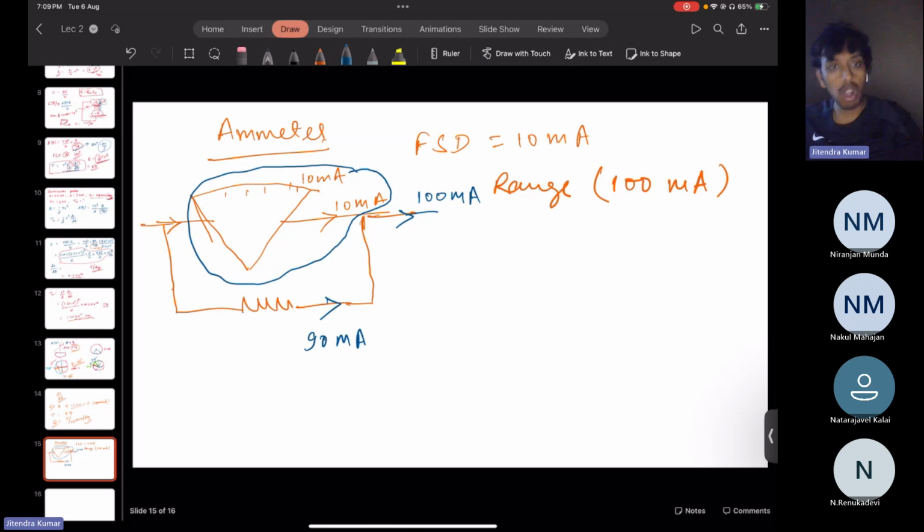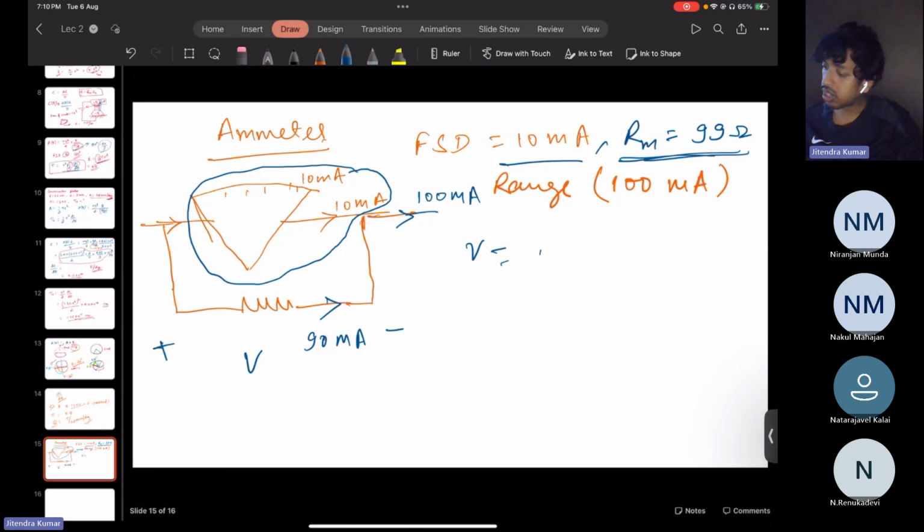And with an ammeter, you will always be given the internal resistance of the coil. So the internal resistance of the ammeter is, suppose, 99 ohm, the resistance of the coil. Now we have connected one shunt resistance. Since we have the full scale deflection and resistance of the coil, we can calculate this voltage. This voltage will be 10 milliampere into 99 ohm, so we will have 0.9 volt.